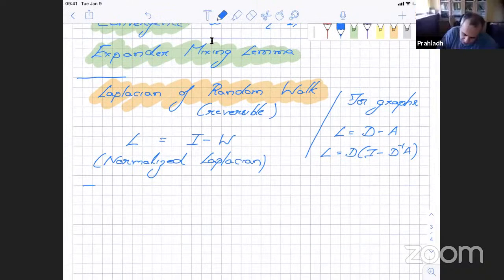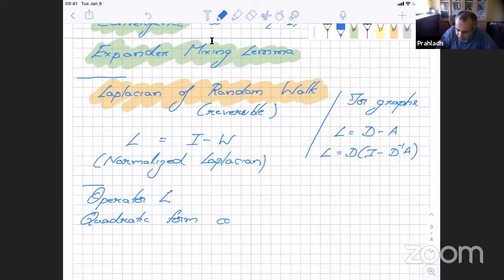So let's look at the operator. What we want to do in the next 5 minutes is understand why the Laplacian is nice. We look at what the operator meaning of it is, and what the quadratic form corresponding to the Laplacian is. We look at both of these corresponding to L.